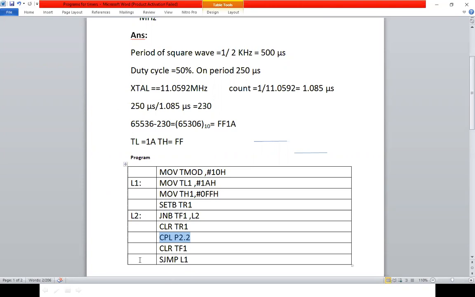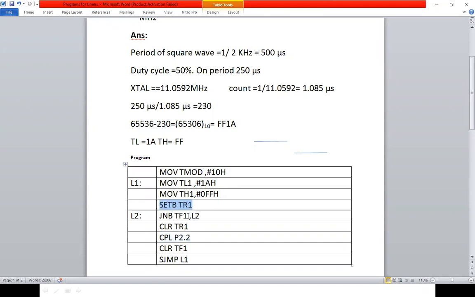So first, SJMP L1, again the value of TL1 will be 1FH and TH1 will be 0FFH. Okay, TL1 is 1H and TH1 is 0FFH. So there is no automatic reload here. You have to reload directly. Again the process will be completed, and again the timer will start.